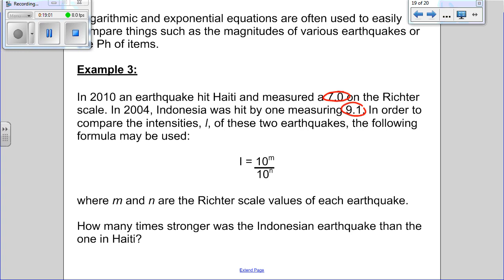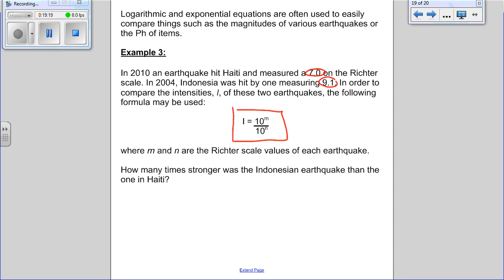So the question on the diploma would be, how many times stronger was the Indonesian earthquake than the one in Haiti? So if you want to know how many times stronger it was, you needed to put the Indonesian Richter scale in for M, and the Haiti Richter scale in for N. So you had I equals 10 to the power of M, which would be 9.1, divided by 10 to the power of 7.0.